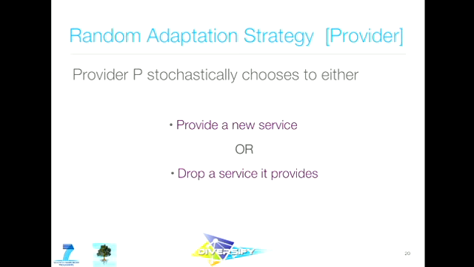For the first provider adaptation strategy, basically, you provide a new service or drop a service. You can only drop a service if a consumer who's connected to you does not require it. As a provider, you can't just willingly drop a service. A lot of people depend on it. If it's not used, then you can drop it. If not, then you can't.